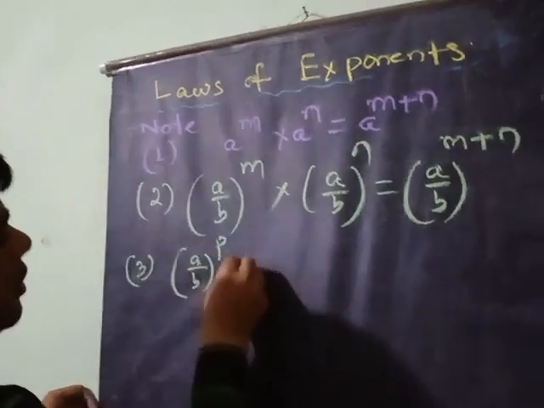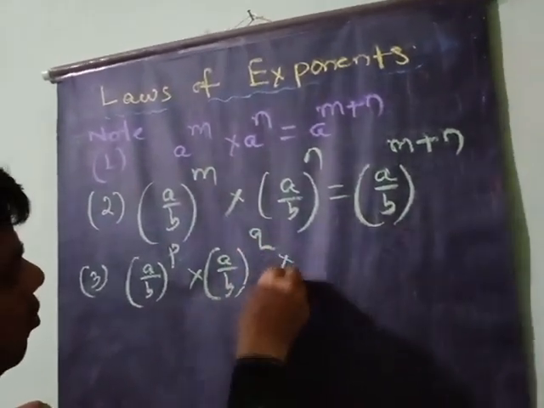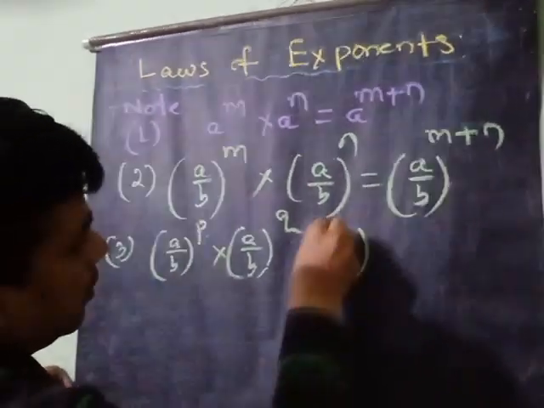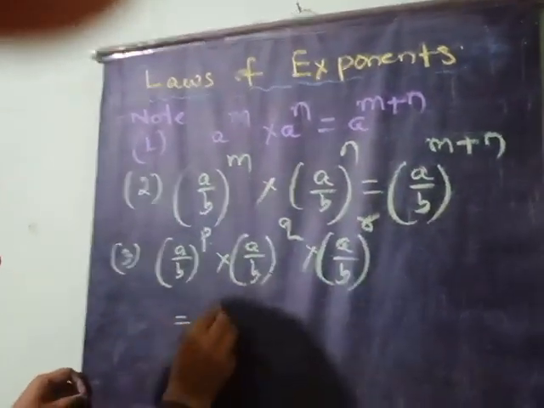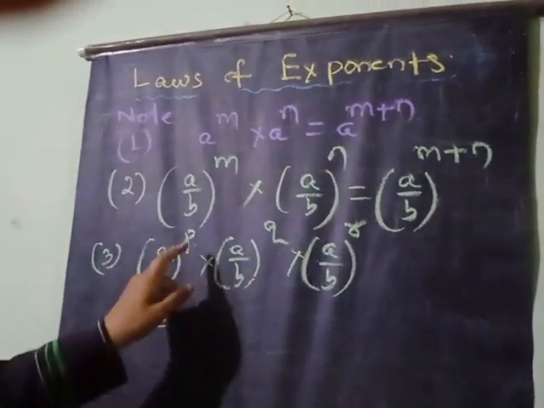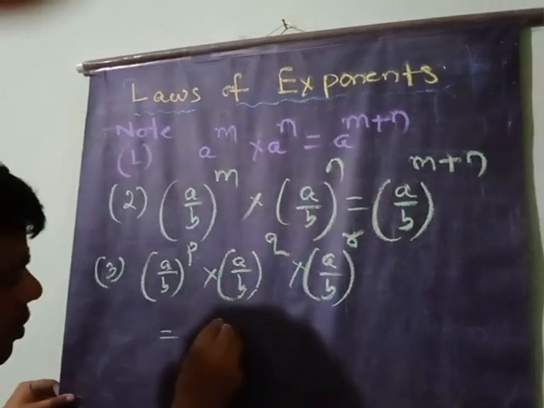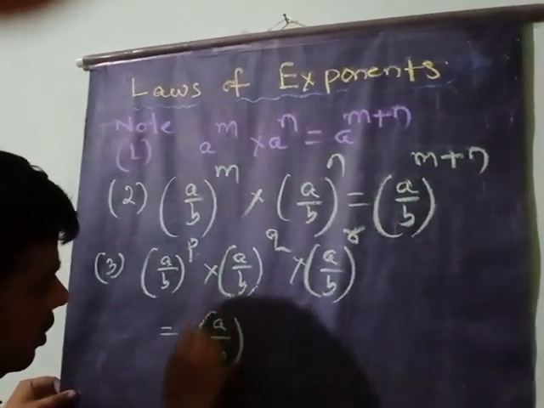p into (a by b) whole to the power what? q, (a by b) whole to the power what? r is equal to what? Here the base is a by b, a upon b, a upon b. The power is p, here power is q, here power is r. So a upon b whole to the power what? The base will be the same.